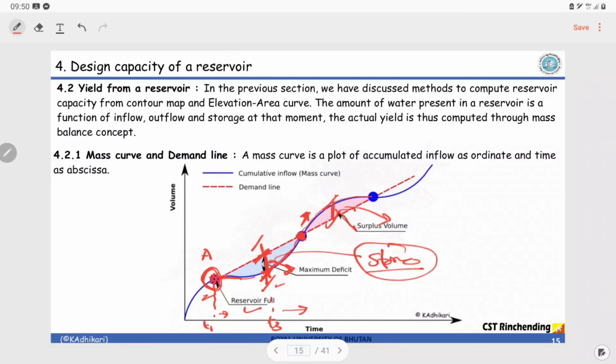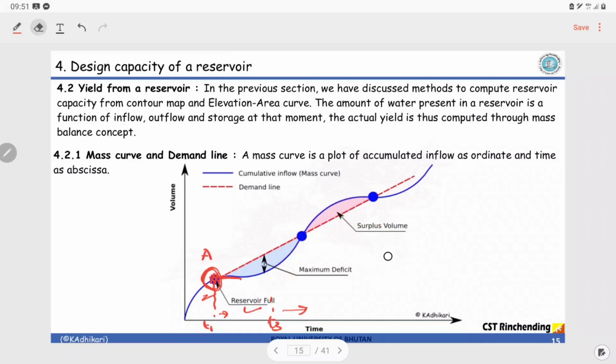So this is the deciding factor for how much capacity we have to build, I mean, what the capacity of the reservoir is. To decide upon this, the vertical intercept plays a very important role. Okay, so I hope that was clear enough. Now let's understand the same principle with the help of an example.